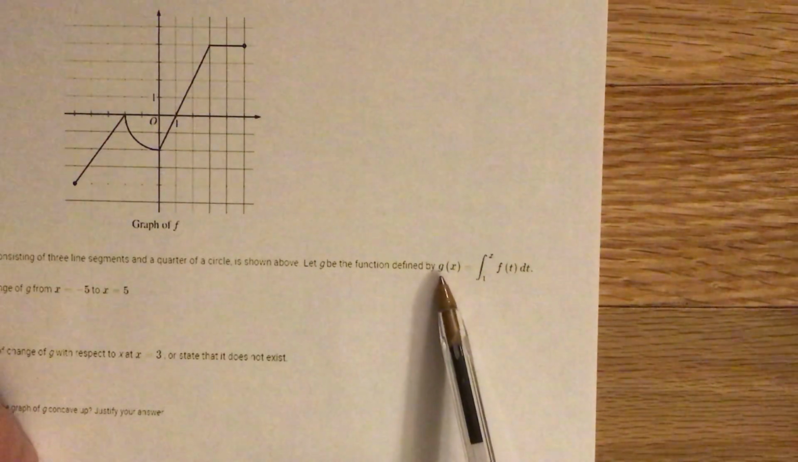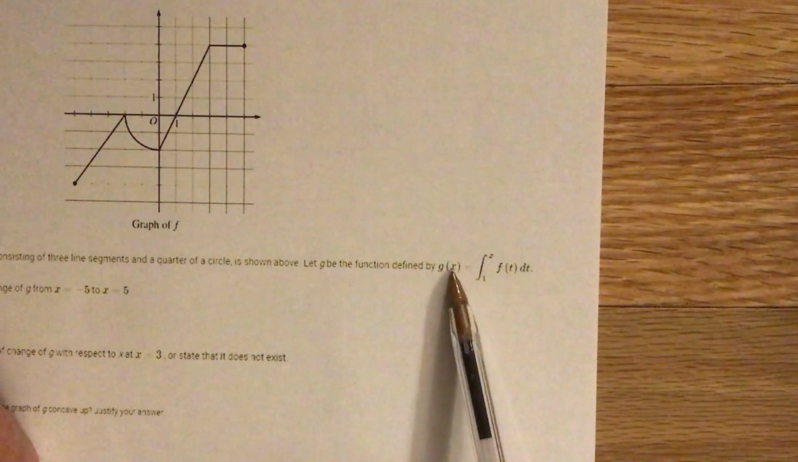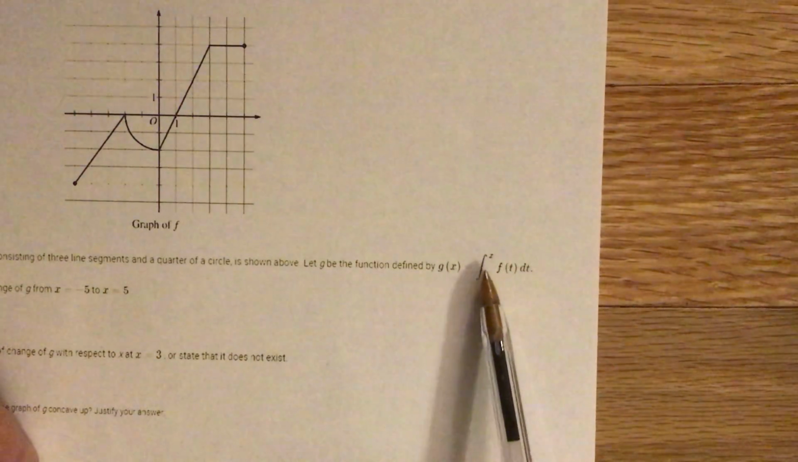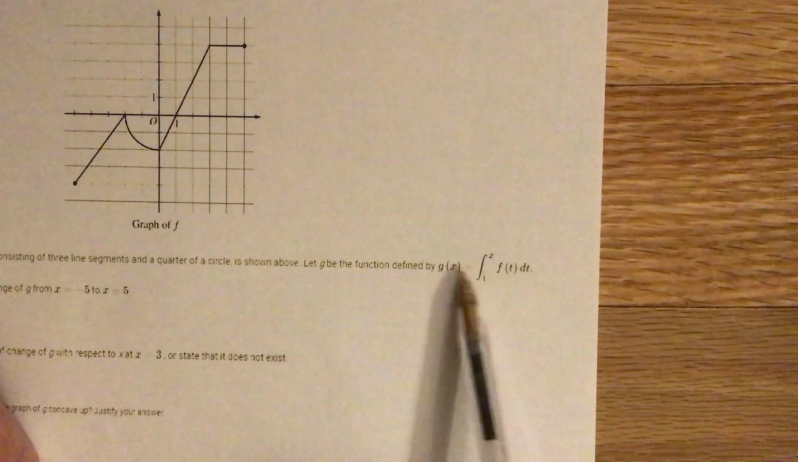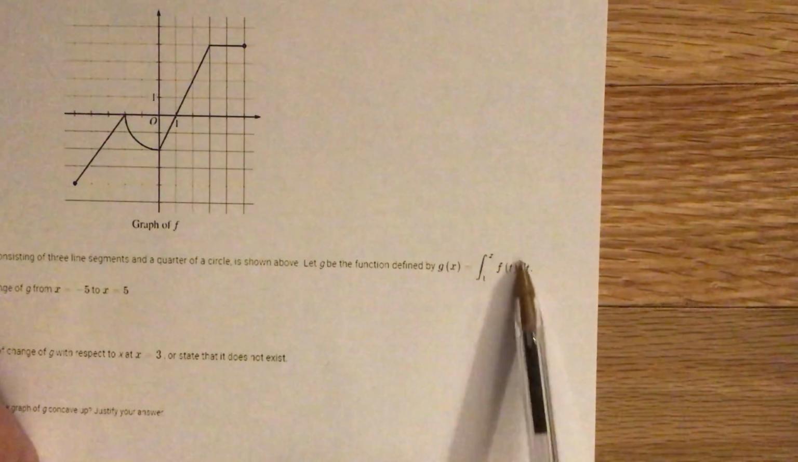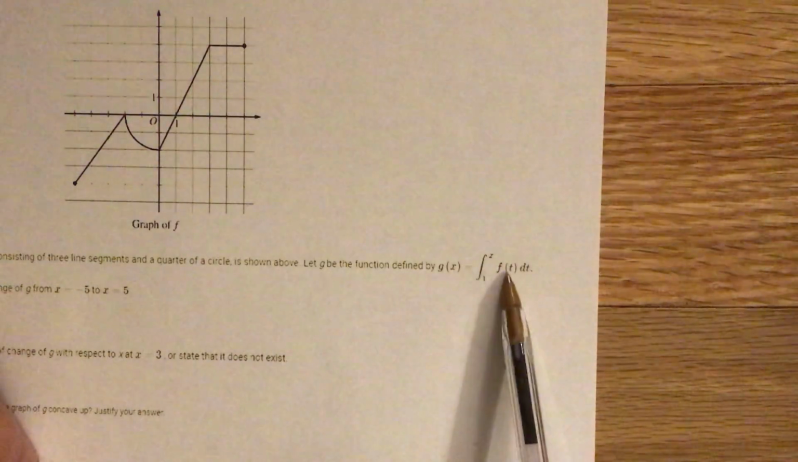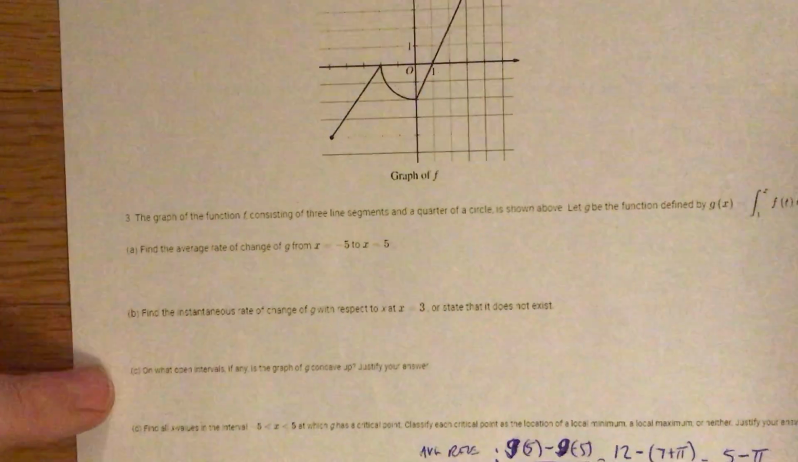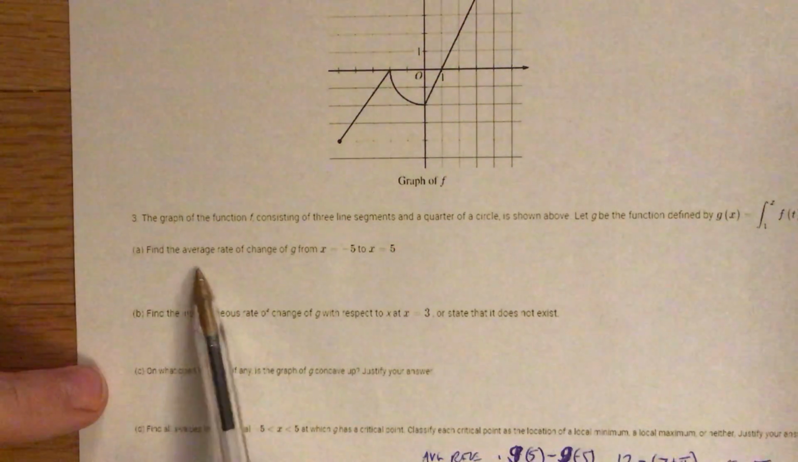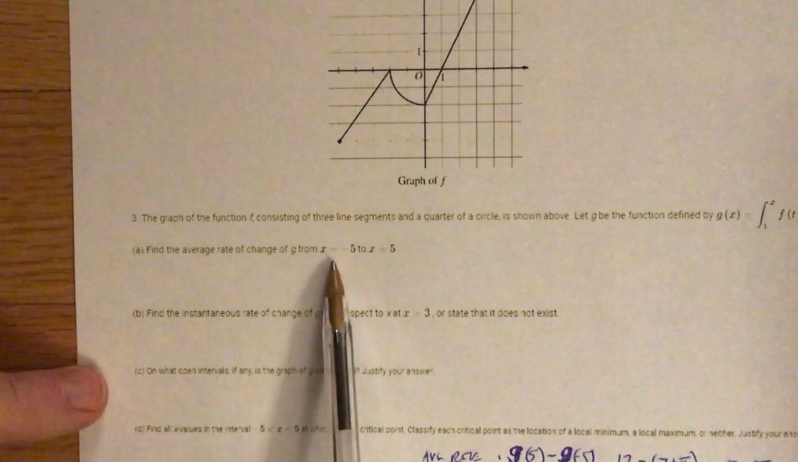So if you want values of g, you basically have to plug in the value here, and when you do an integral, you're getting an area. So the values of g are the areas under the curve of f, or between the curve and the x-axis. All right, so those are the two functions we've got. The questions they ask us are to find the average rate of change from -5 to 5.